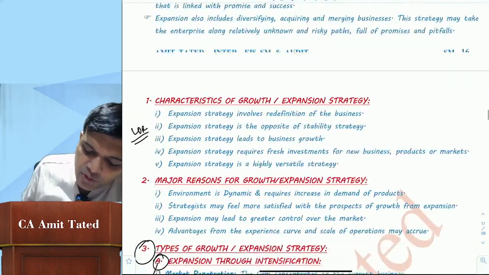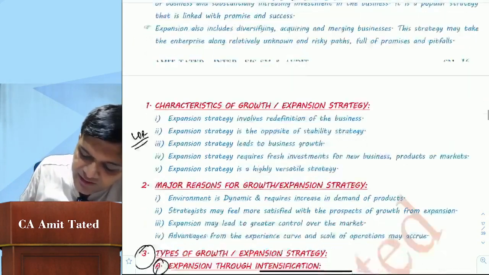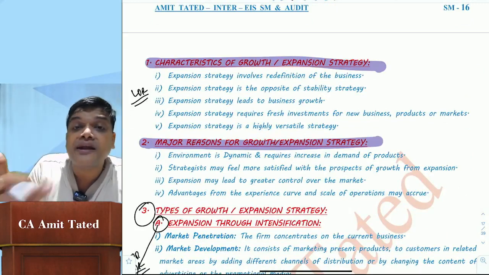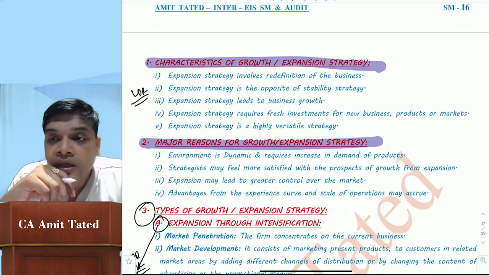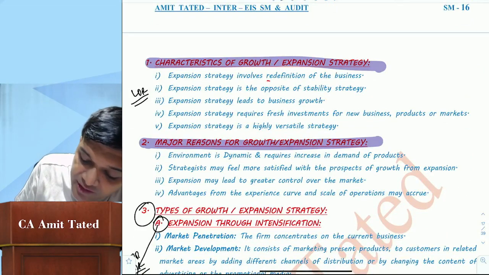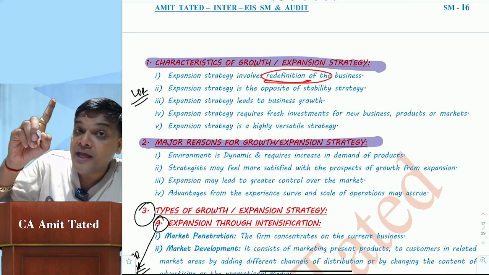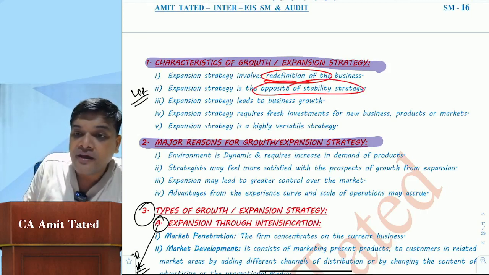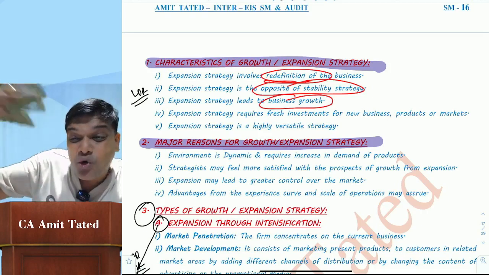Now, when we are discussing growth and expansion strategy, please understand the characteristics of expansion strategy, or the major reasons for growth. This is again the upside down of stability, what you studied above. When you focus on growth, it requires a redefinition of business. If you remember, in stability no redefinition of business is required. Second point, it is the opposite of stability strategy, as you are already aware. It leads to business growth, and not a modest one. It is a high growth.